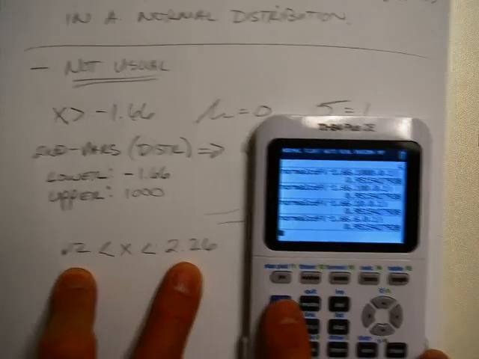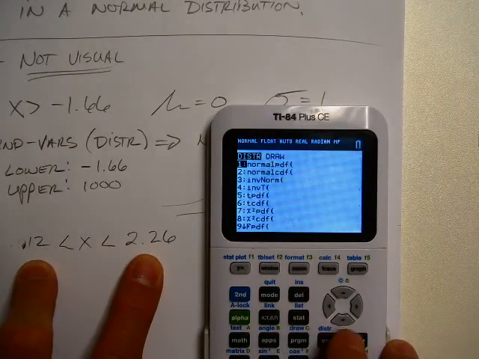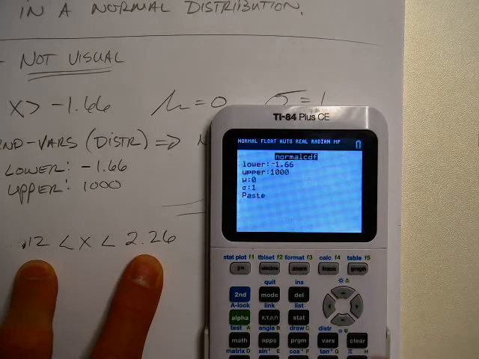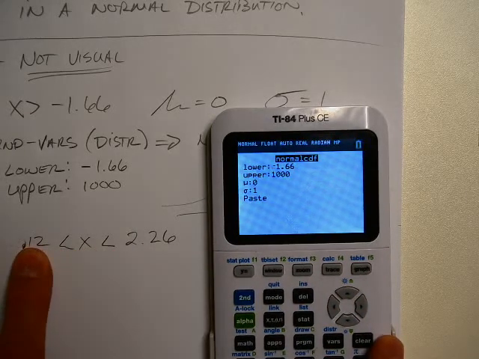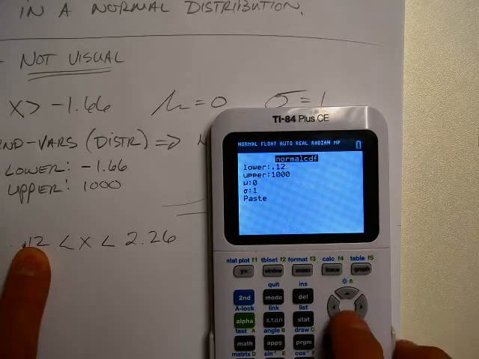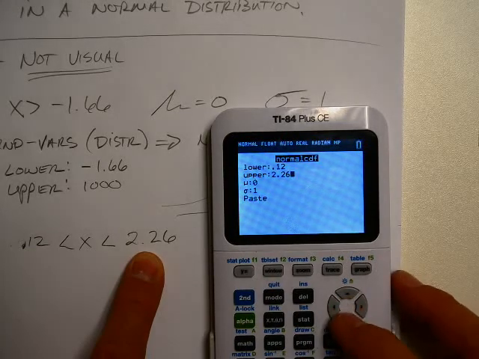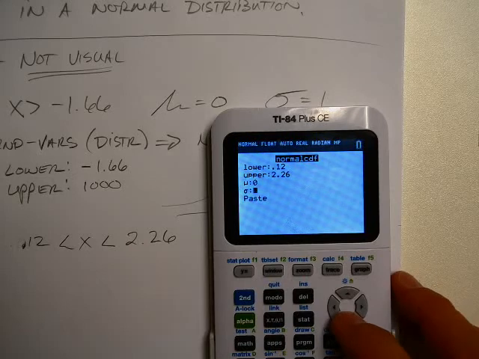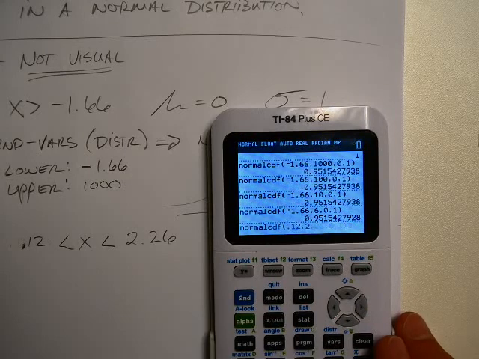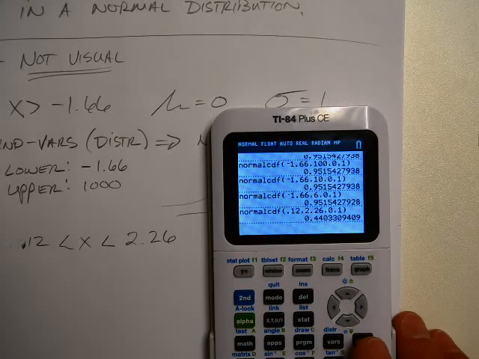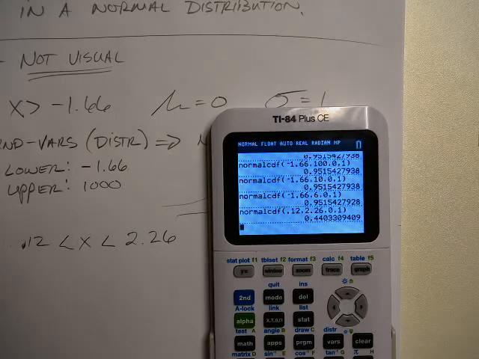So if I go back into my second vars, into my distribution, normal CDF, my lower boundary in this case is 0.12. And my upper boundary in this case would be 2.26. And we'll leave the mu and the standard deviation alone this time around. We'll paste that in. And that's going to give you the area directly. Okay? So between these two values, you have about 44% of the data. Or there's a 44% probability.